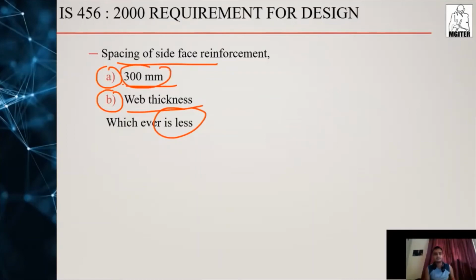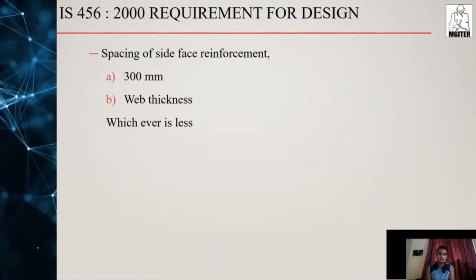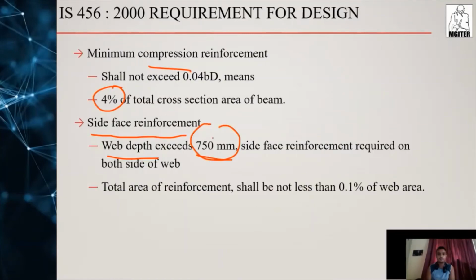If the side face reinforcement spacing is 300 mm, look here, I am providing side face reinforcement here. So these two values, here is 300 mm, here is 300 mm, overall 600 mm there. Understood? Simple logic is here. That's why, when the web depth increases beyond 750 mm, we have to provide side face reinforcement.